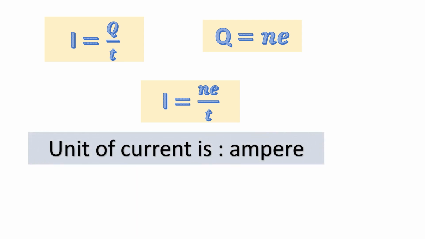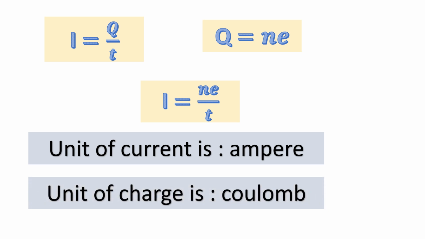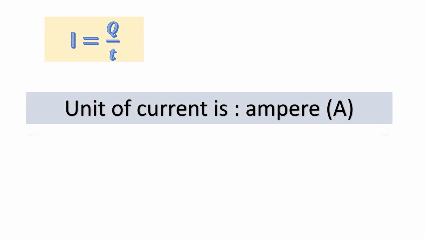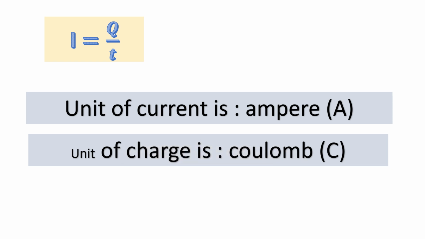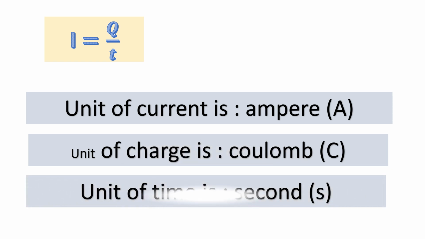Now let's go to the units. We have already known before that the unit of current is ampere, the unit of charge is coulomb, and we have the formula for current. So the unit of current is ampere, the unit of charge is coulomb, and the unit of time is second, that is the SI unit.